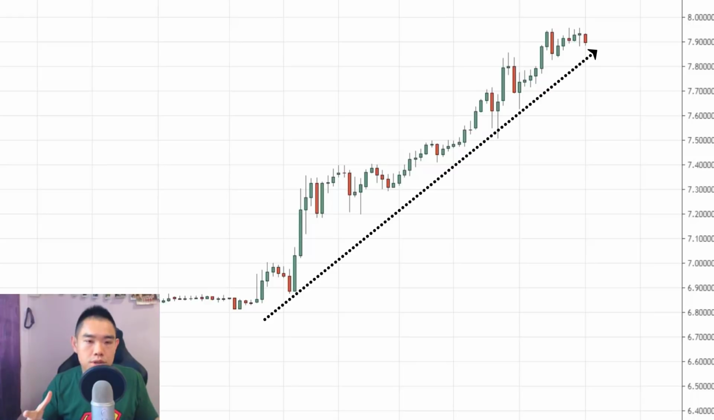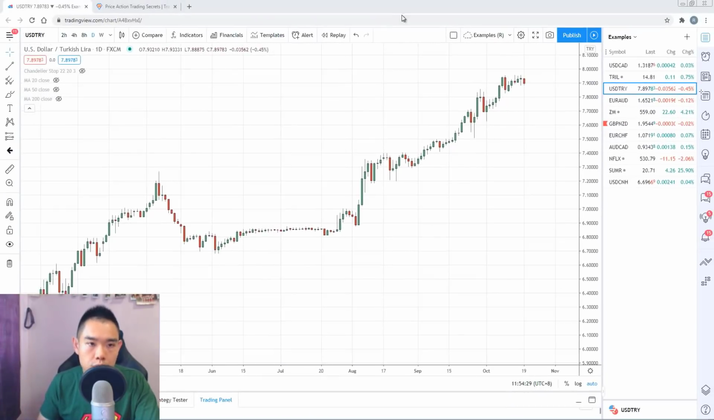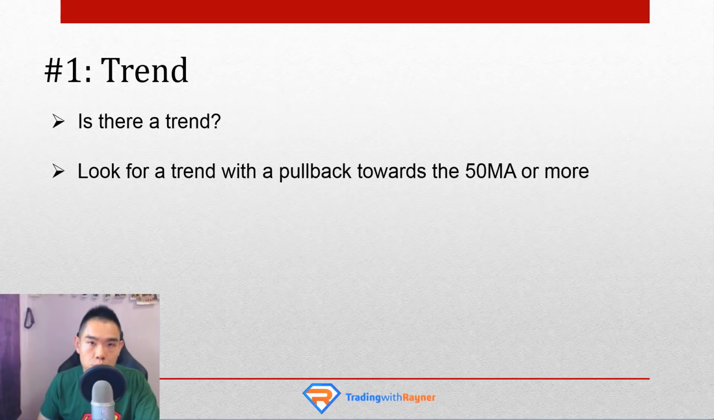So again, focus on trends with a clear visible pullback, retracement. These are the ones that are much easier to trade, and the 50 MA is just a very useful tool that you can use to decide whether the trend is worth trading or not. So that's the first thing, trend.